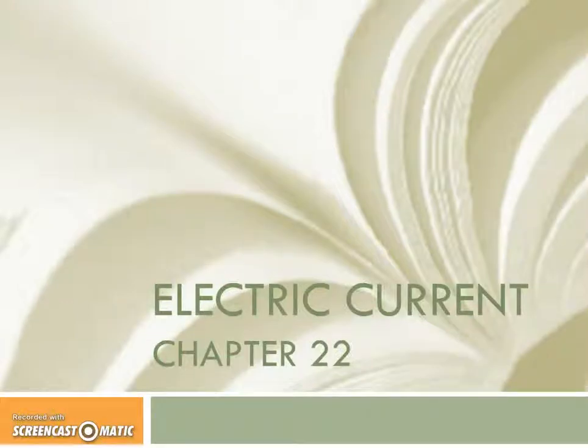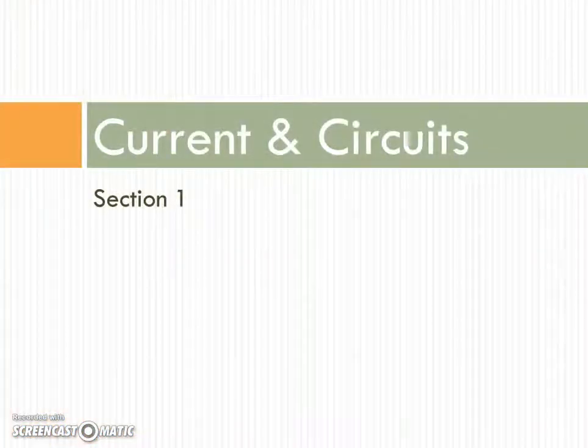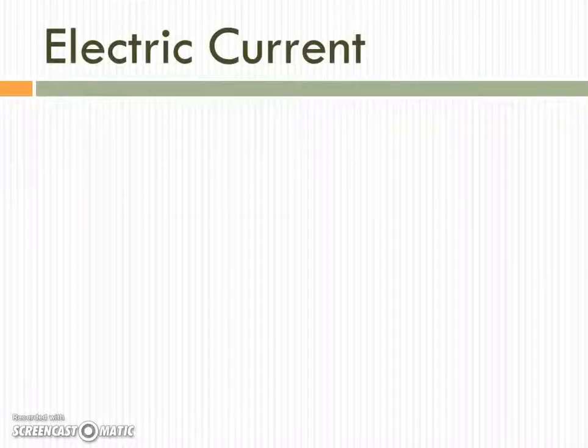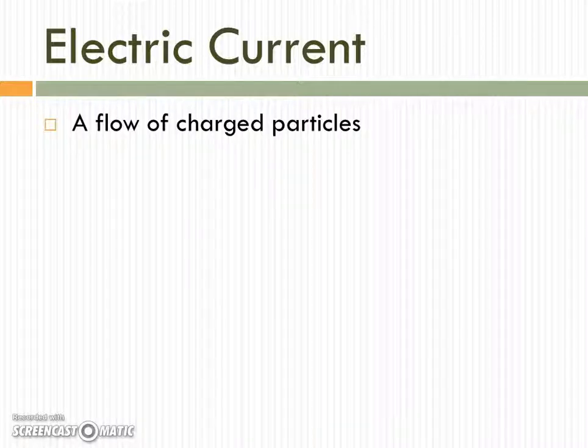All right, today we're going to cover Chapter 22, Electric Currents. So the first section is on current and circuits. The first thing you need to know is what exactly is electric current? It is a flow of charged particles. That's your definition for electric current.